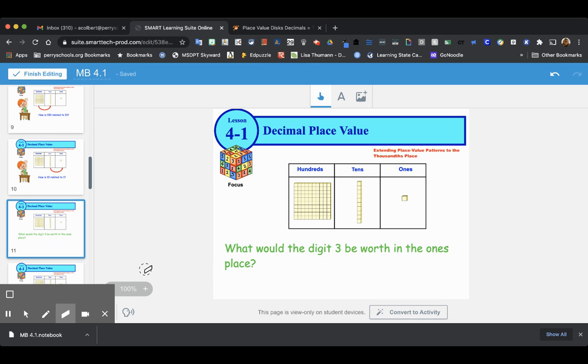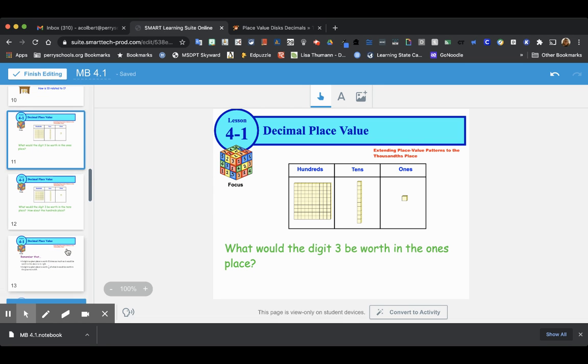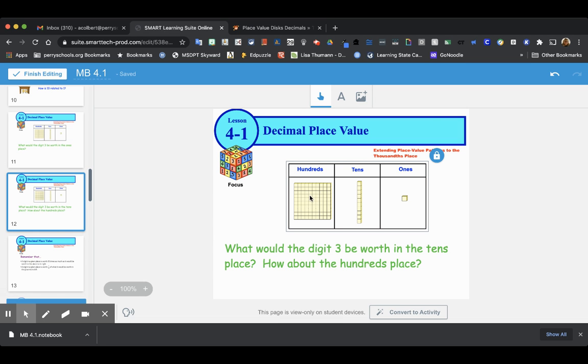So what would the digit 3 be worth in the ones place? So if we put a 3 right here, how much would it be worth? Well, if it's in the ones, there's 3 ones, it would be worth 3. If we put the digit 3 in the tens place, we have 3 tens or 30. If we have a 3 in the hundreds place, that would be 3 sets of 100 or 300.